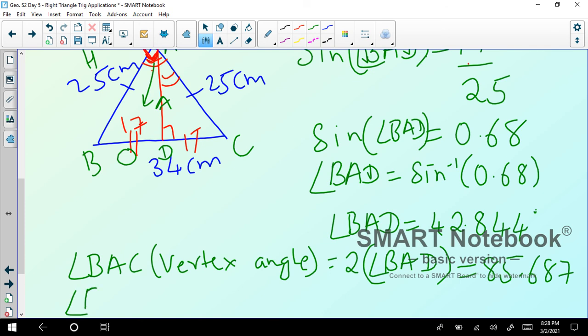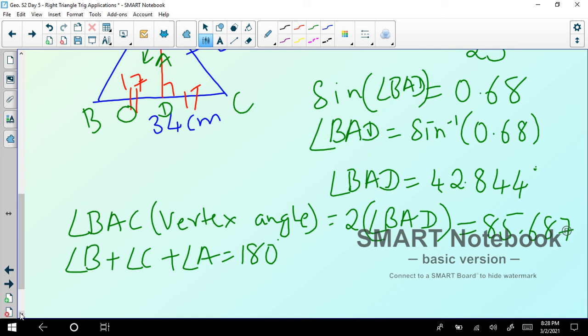Angle B plus angle C plus angle A equals 180 degrees. You know that from the triangle sum theorem. And angle B and angle C are both equal, so I can say angle B plus angle B. The base angles will be equal in the case of an isosceles triangle. We have been given that it's an isosceles triangle. So I can say angle B plus angle B plus angle A equals 180 degrees.